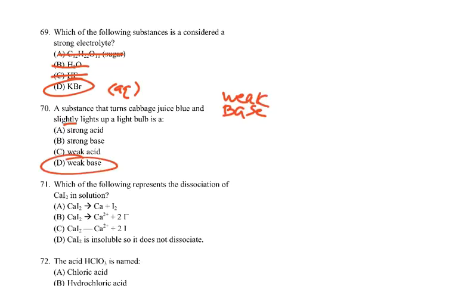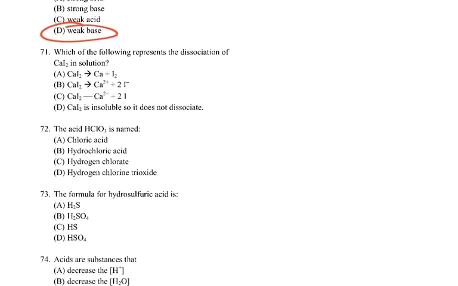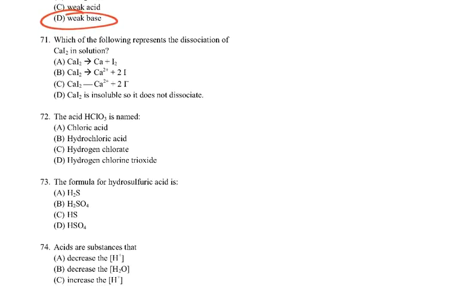Okay, which of the following represents the dissociation of calcium iodide? Calcium iodide is ionic, and it's going to break up into calcium, which is Ca2+, and 2 iodide ions. So we're looking for something that's calcium 2+, 2 iodides, and that's this one. We need the arrow that goes there.